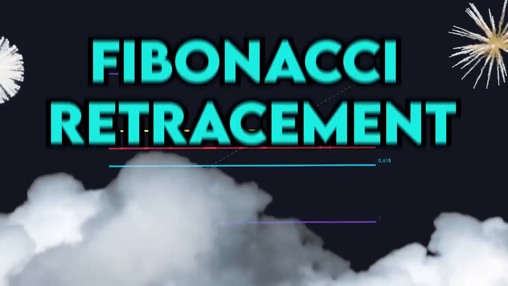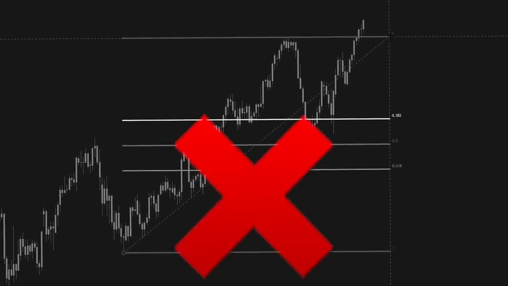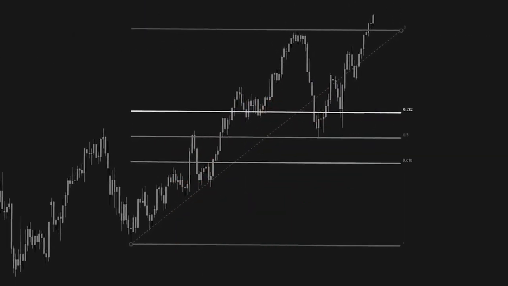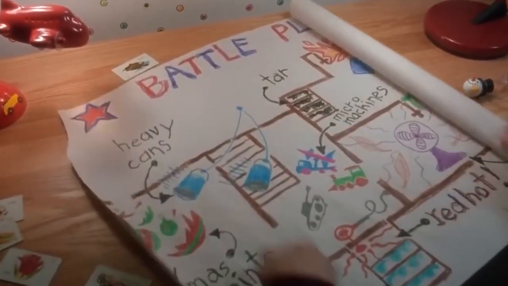This is the Fibonacci Retracement tool. Yeah, you probably have heard of it. And unfortunately, most traders use the Fibonacci tool completely wrong. I'm gonna show you how to use it correctly and give you an amazing strategy using it.